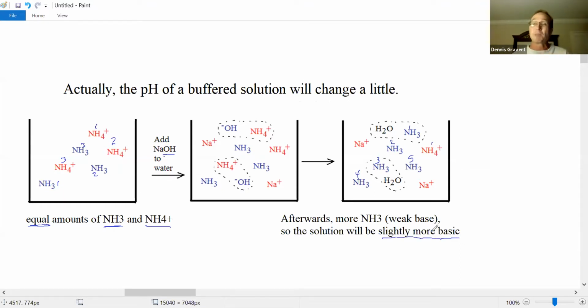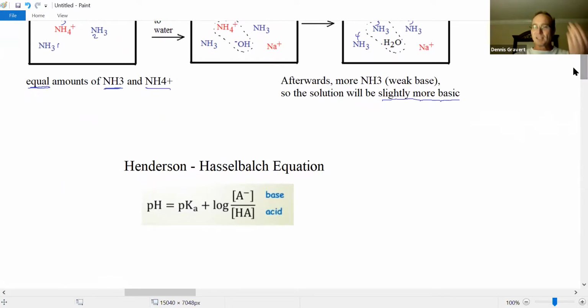It has more of the weak base in it. And thankfully it's weak, so it's not producing a whole bunch of hydroxide ions like a strong base would, but still it is basic. So the pH does change a little bit. Okay, but by how much? That's when you need this equation.